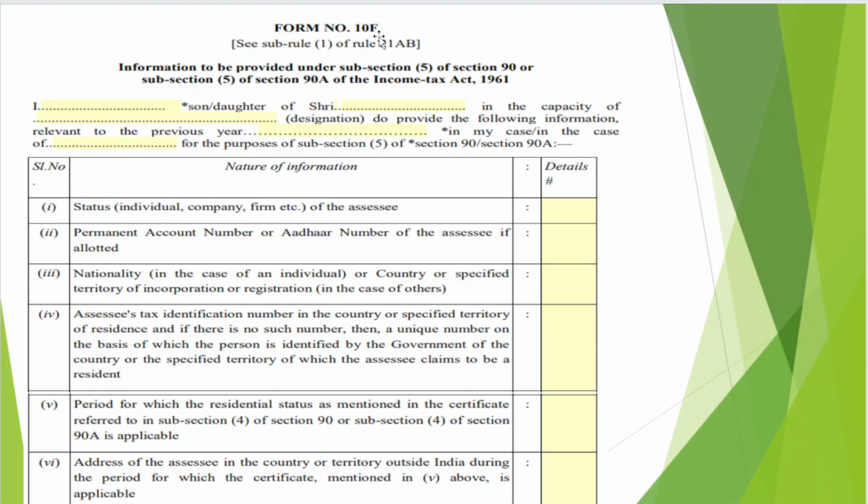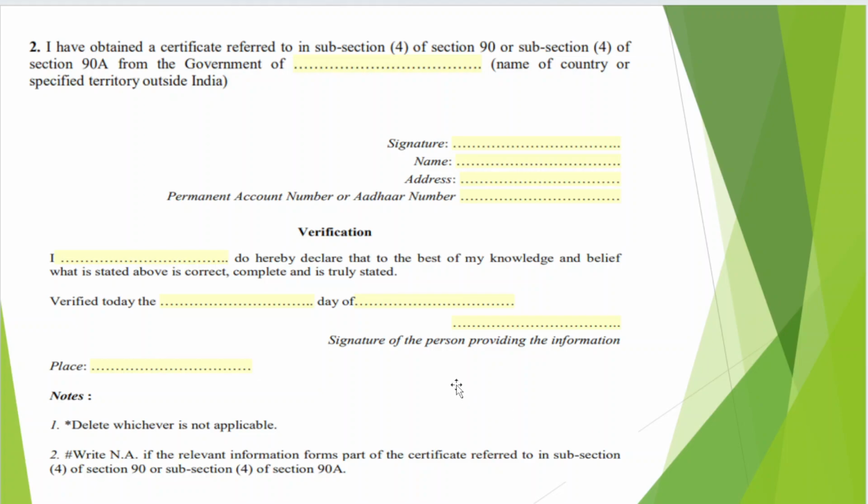In this Form 10F there are the name, father's name, designation, status of the assessee, and permanent account number, the Indian PAN, if there is a PAN related to the non-resident. Here the nationality is to be written, along with the tax identification number of the non-resident in their country, and the period for which the residential status applies, because as I already told, this Form 10F is required financial year wise. So for which financial year they are giving this Form 10F, and the address of the assessee in their country.